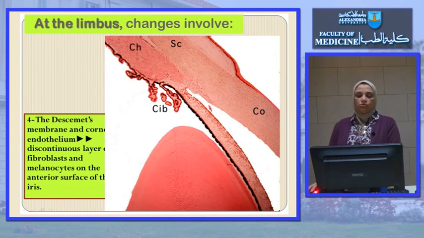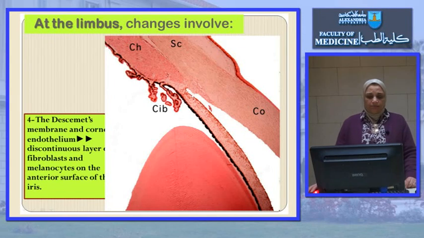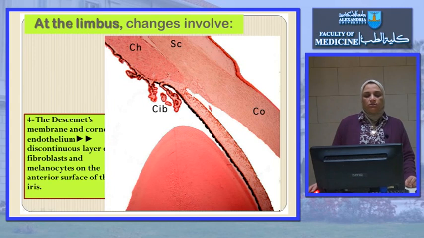What about the 2 layers, Descemet's membrane and endothelium? Descemet's membrane will continue, and the corneal endothelium, both of them will be reflected on the front of the iris and will be continuous with a discontinuous layer of fibroblasts and melanocytes on the anterior surface of the iris. You see here, this is the Descemet's membrane, and the endothelium will be continuous with the anterior surface of the iris, the color of our eye.